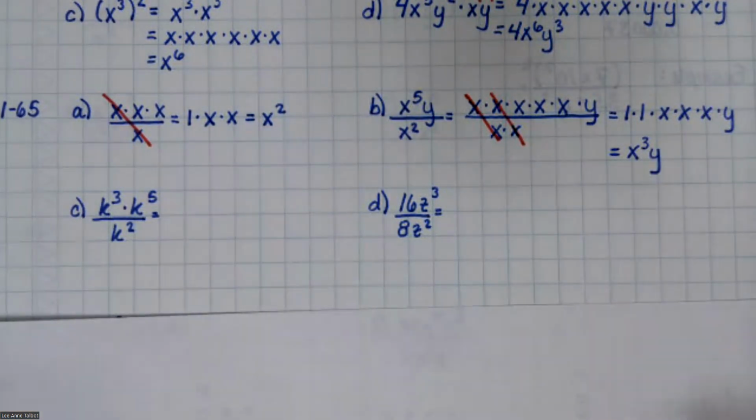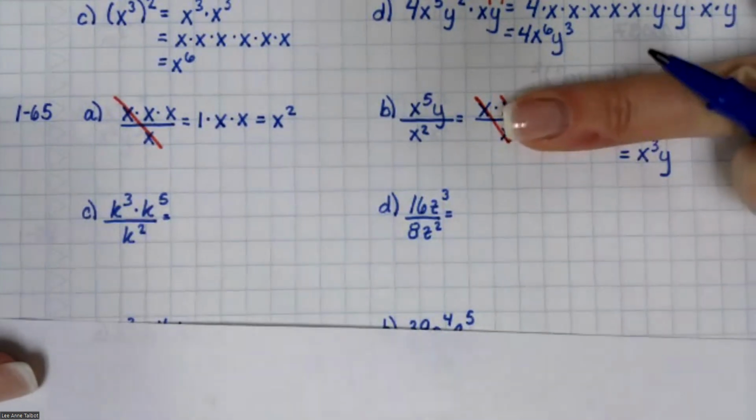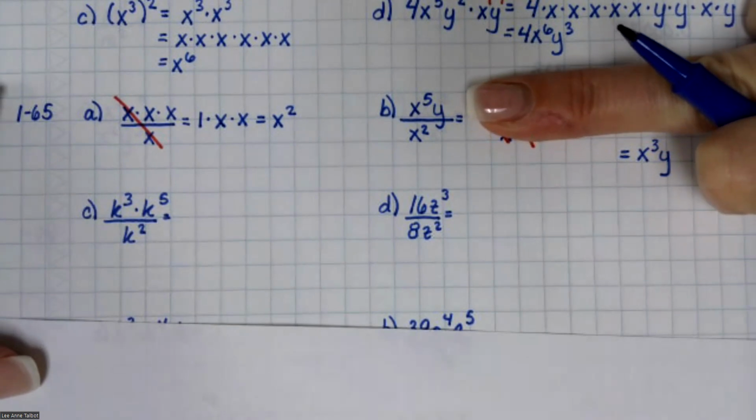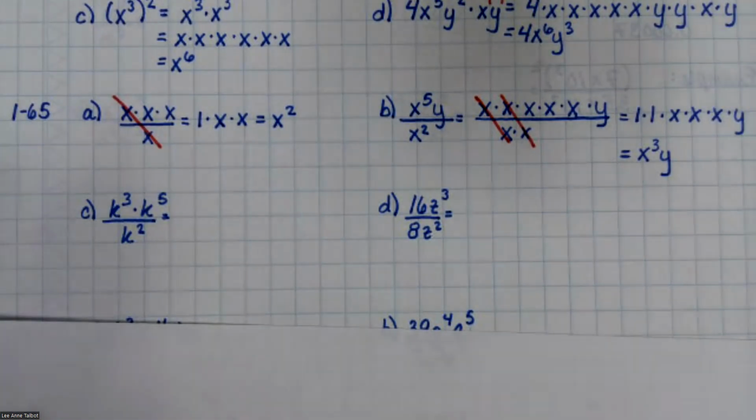Okay, pause real quick. Does anybody see how I could get x to the 3rd y without any of this stuff? How? Then you do that subtraction. Yeah. Exactly, yeah. Okay.